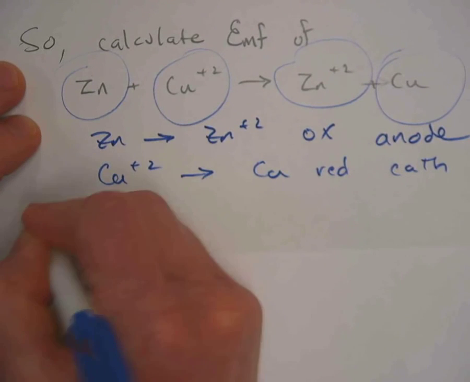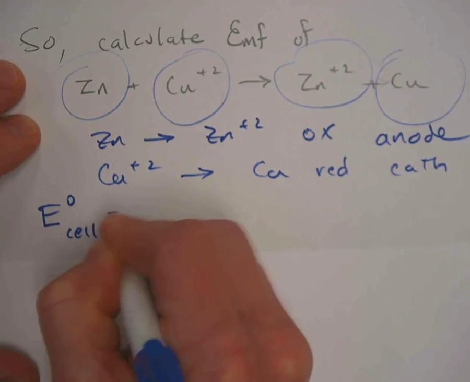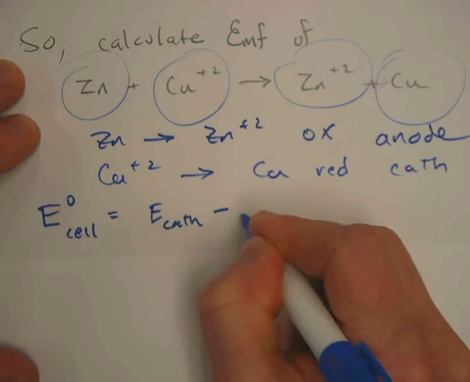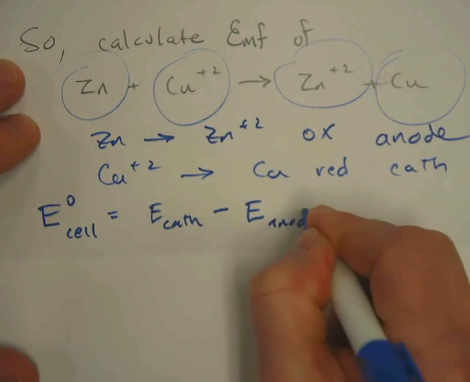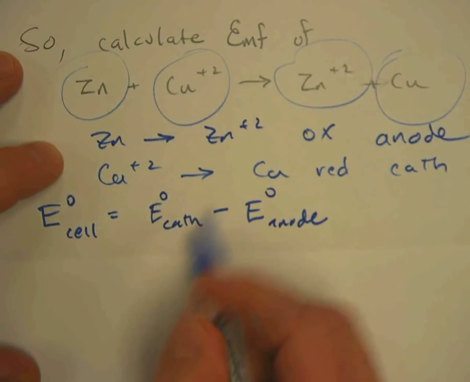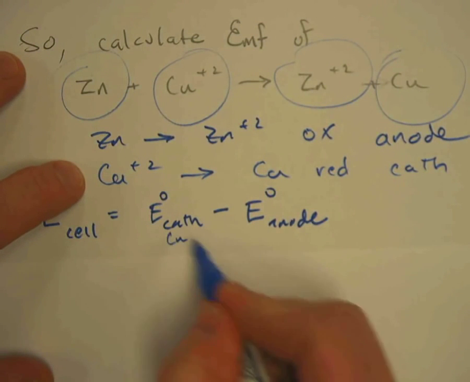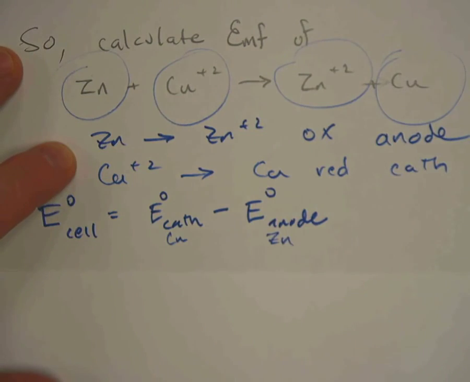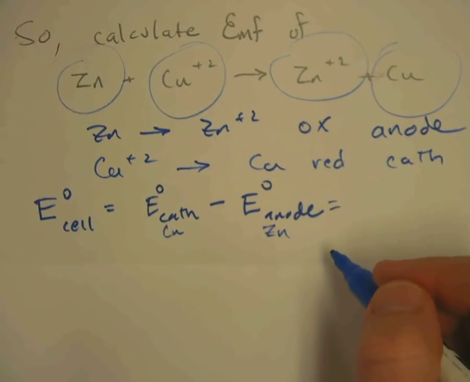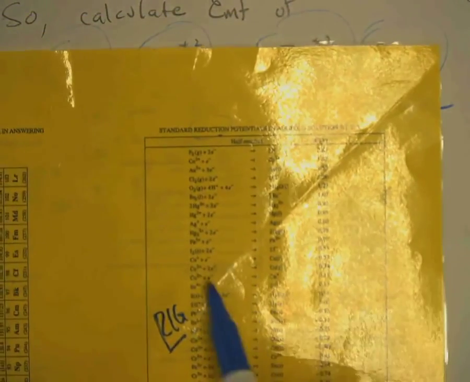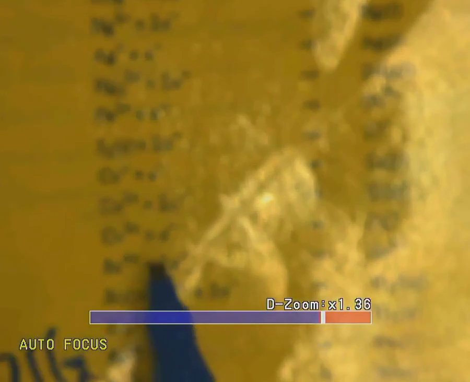And remember, to find E, standard conditions of a cell, what we want to do is E cathode minus E anode. Okay? And we look at the standard reduction potentials for each one of these. So the cathode right here is the copper reaction. The anode right here is the zinc reaction. And I need to look those two up on the standard reduction potentials page. So the copper one's actually up here a little ways.